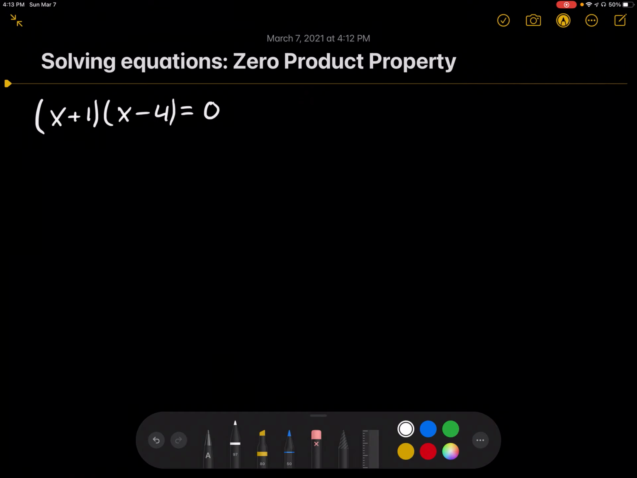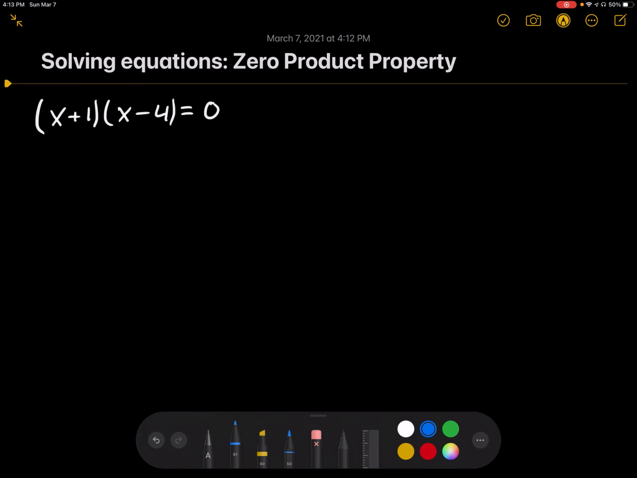Alright, hey everyone, this is going to be a video about solving equations with the zero product property. I think this will be a fun one. The zero product property is kind of weird at first, but once you get it, it'll make a ton of sense and be super easy.